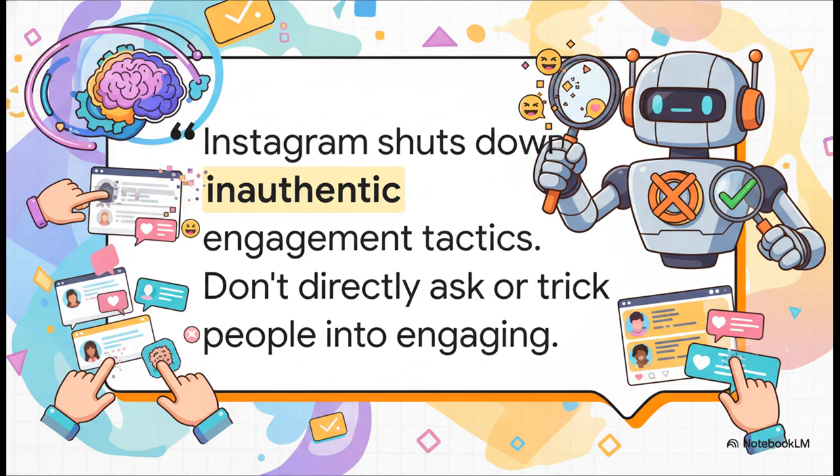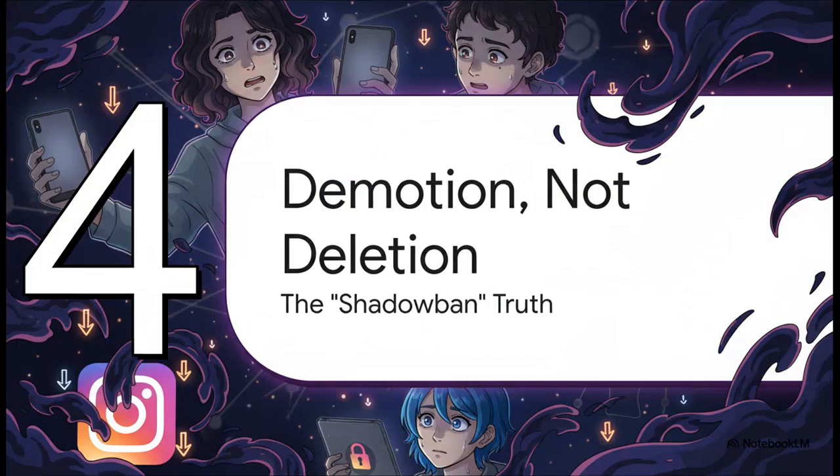And this is absolutely crucial. The algorithm is getting way smarter about spotting what it calls engagement bait. The whole goal is to create content that sparks real, genuine conversation, not just posts that say, like this if you agree.